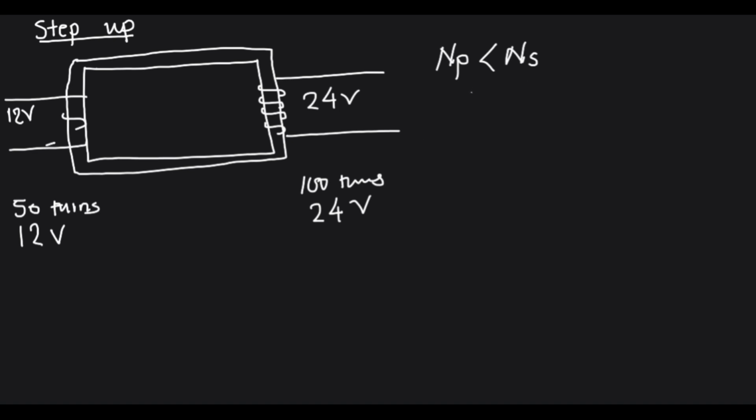So in mathematical symbols, the voltage on the primary coil must be less than the voltage on the secondary coil, given the transformer is a step-up transformer. Now let's look at current. Current is the opposite. The current on the primary coil must be greater than the current on the secondary coil for a step-up transformer.